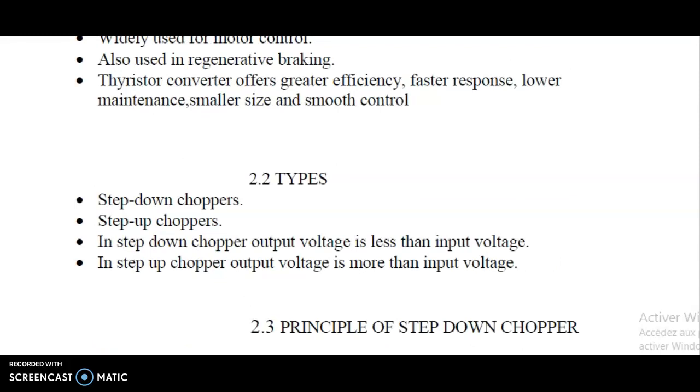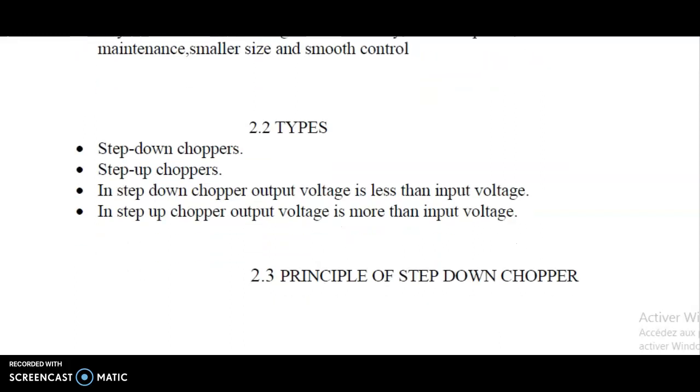Let us look at the types of choppers. We have two main types of choppers: step down choppers and step up choppers. As I said in the introduction, when we say step down, the output voltage is less than the input voltage. So we have stepped down the voltage. Step up is the opposite of step down. The input voltage is smaller than the output voltage. We stepped up the voltage.